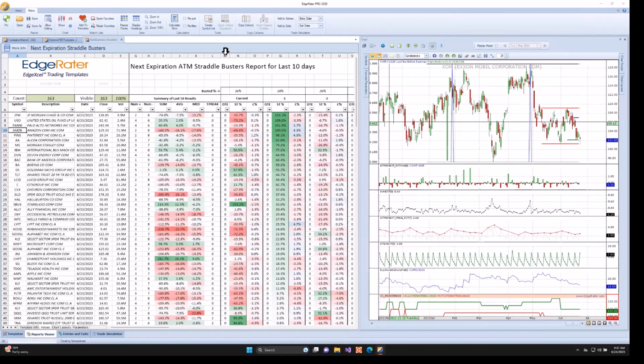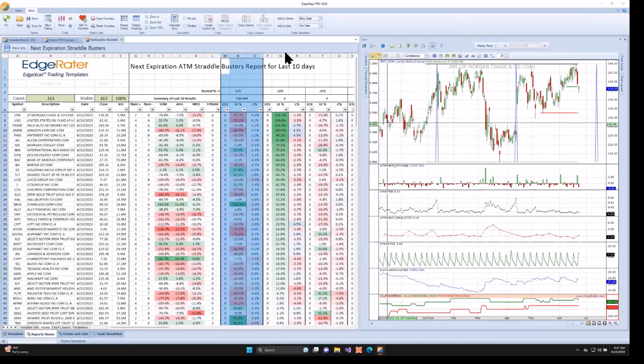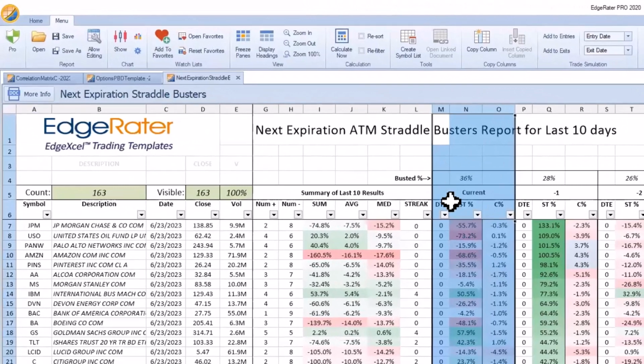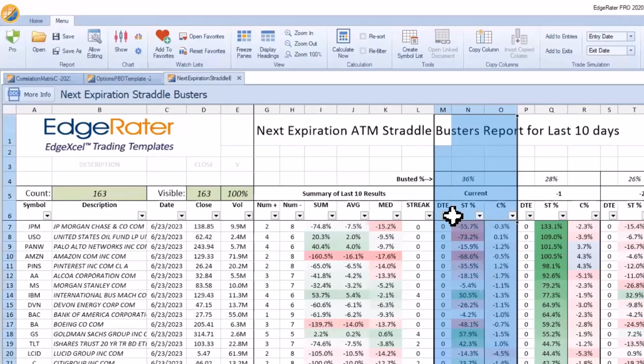Okay, the next columns of interest are these columns here. So the first one is the days to expiration. When you're looking at this on a Friday, the days to expiration is 0. This is telling you the result from Thursday when the days to expiration was 1. So on Friday, this is the result of Thursday's trade, essentially. So DTE on Friday is 0.